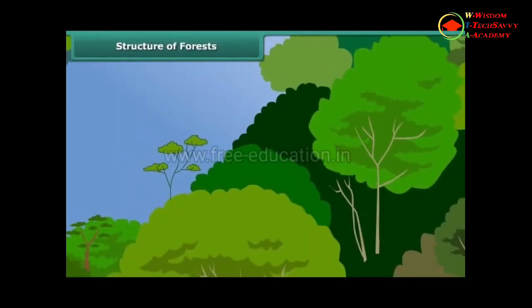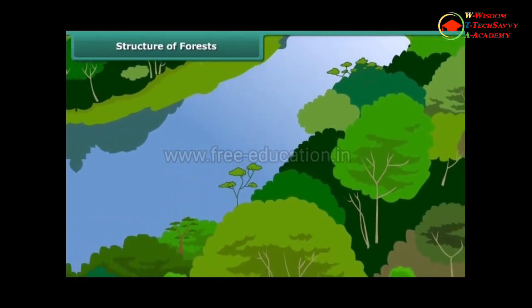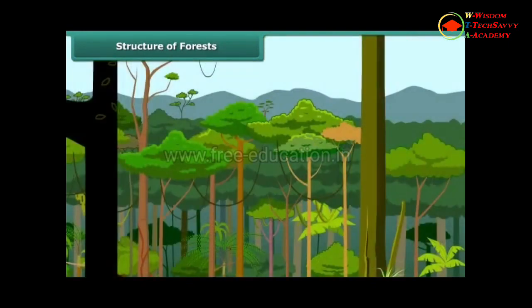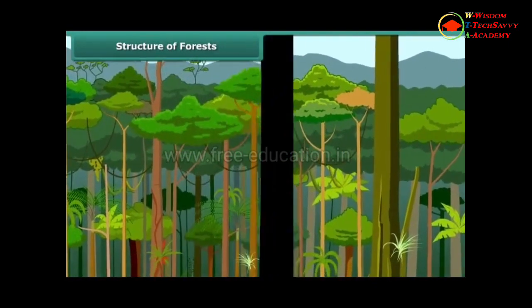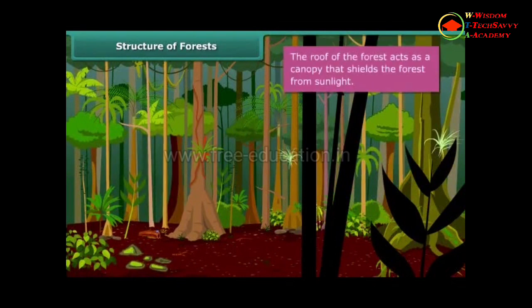The upper part of the trees and shrubs, comprising the branches and the leaves, is known as the crown. The crowns of the tall trees form the roof of a forest. The roof acts as a canopy that shields the forest from sunlight.